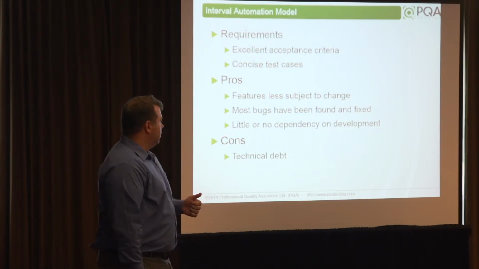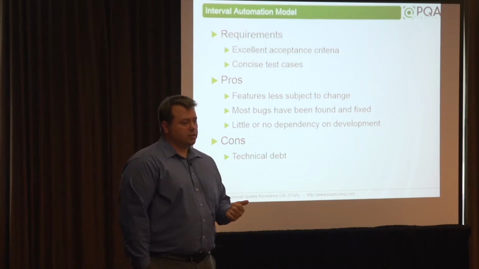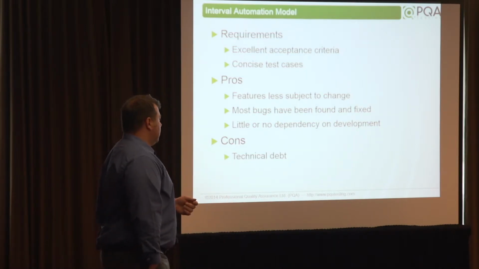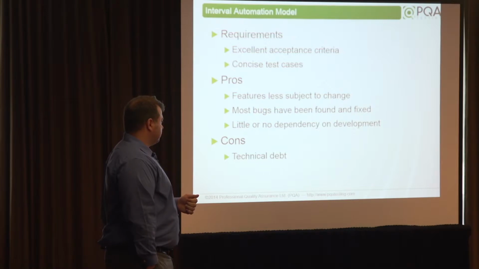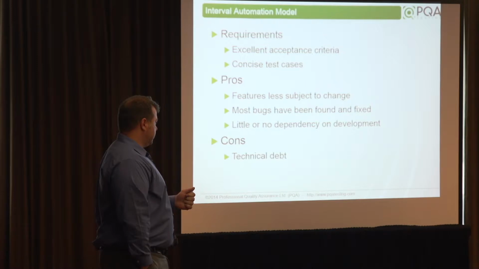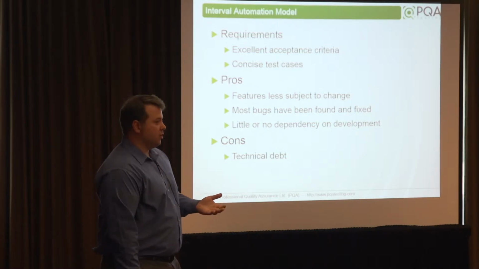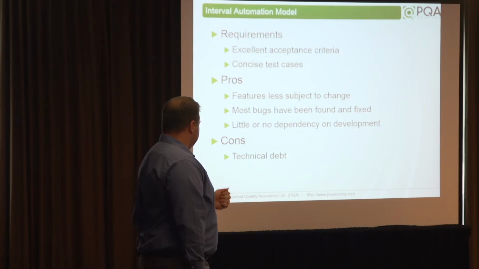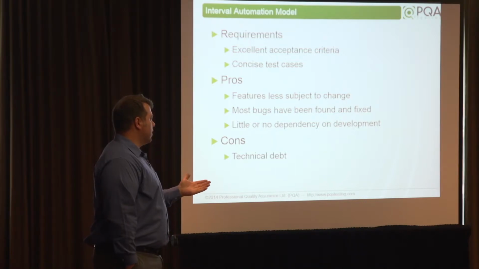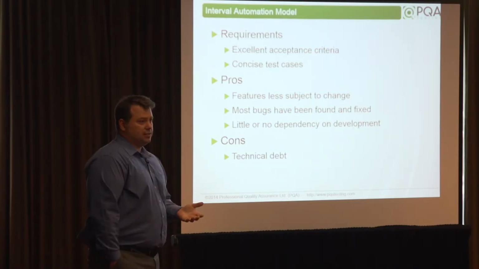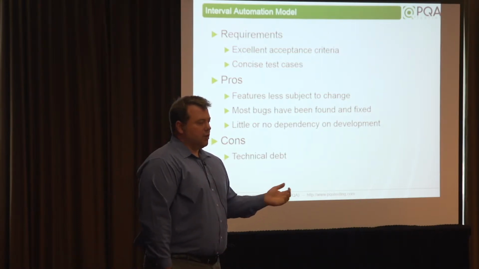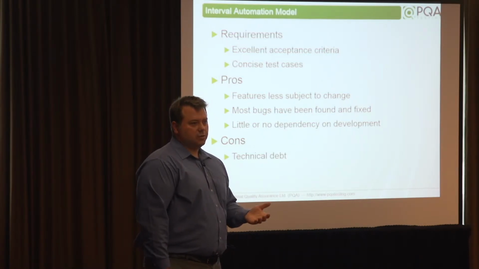The benefits: features that have been built and manually tested are less subject to change, right? They're already working, supposedly. Bugs have already been found and fixed, or at least you know about them and can avoid them. For the purposes of automation, you may actually want to write tests for them, but you know they'll fail. Little or no dependency on development. I'd say no dependency on development might be a stretch. There's certainly less. That can also be a negative, because you're not working as closely with development, you have less access to them, potentially.